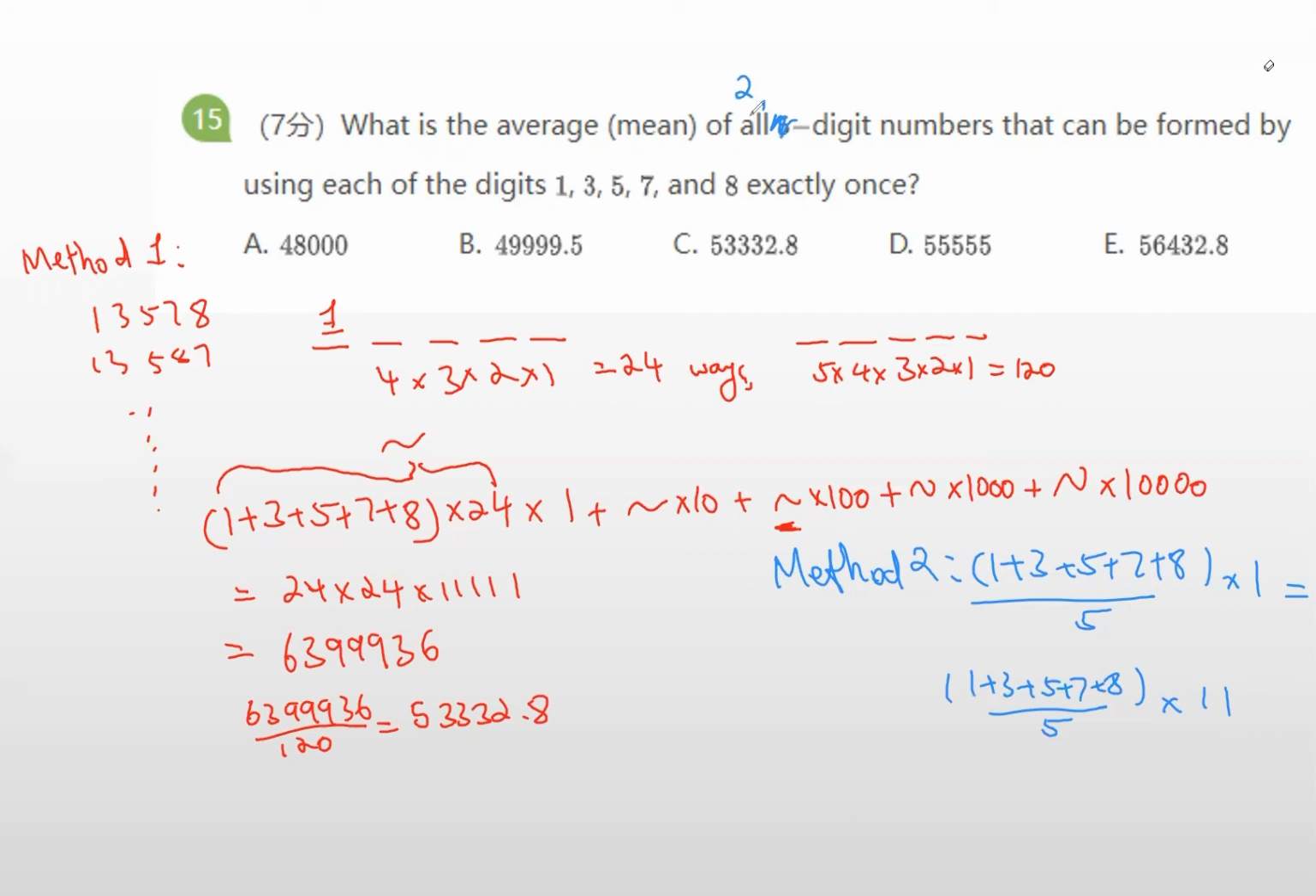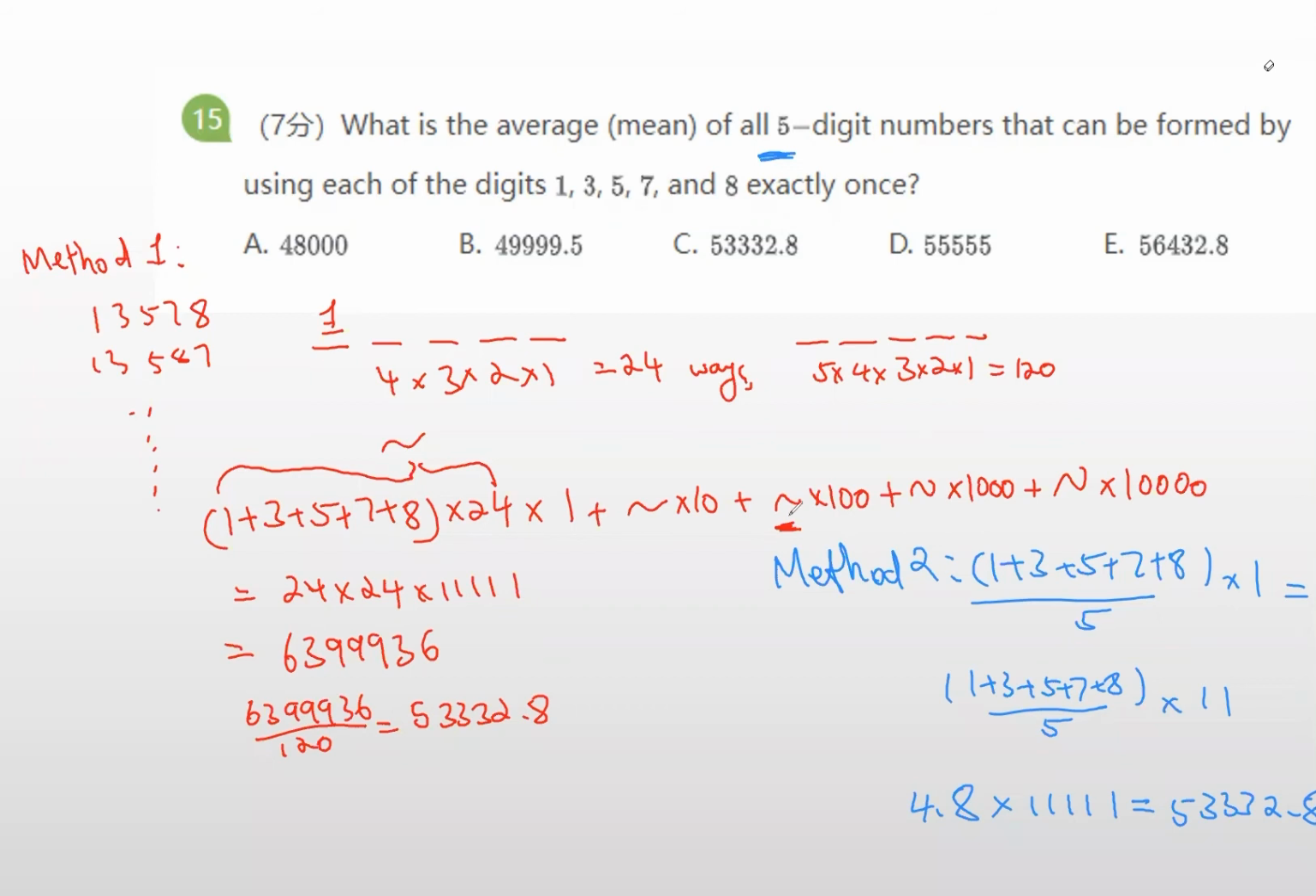Now think about the 5-digit number. We just have 4.8, our average, times by 11111. Because it happens on every digit, on the unit digit, 10 digits, 100 digits, 1,000 digits, 10,000 digits. The average is always the same, right? And that just gives us 53332.8 straight away. So method two is very easy. You just work out the average of 1, 3, 5, 7, 8, and times by 11,111.